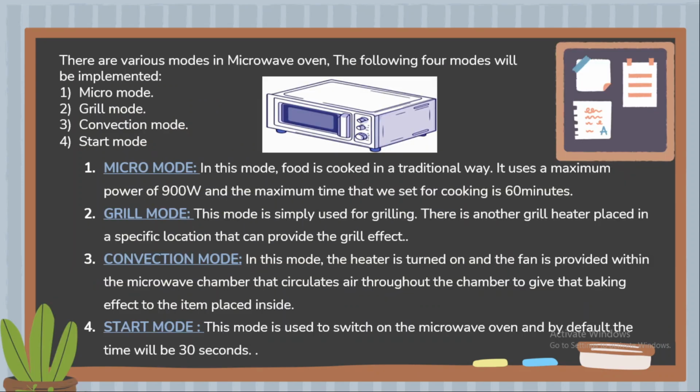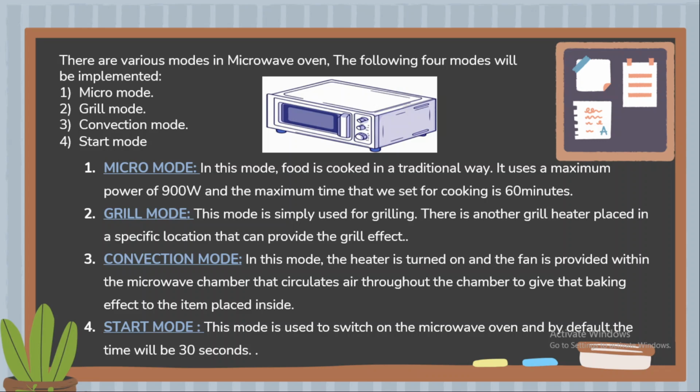In this project, we implemented four modes for the microwave oven. First, micro mode. In this mode, food is cooked traditionally. It uses a maximum power of 900 watt and the maximum time that we can set is 60 minutes.